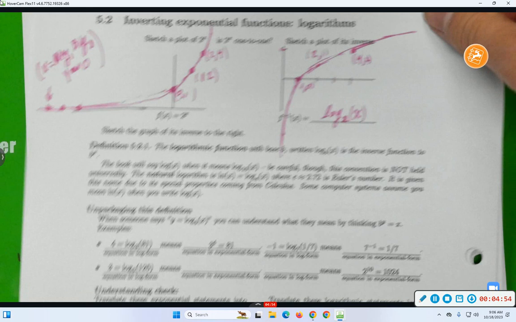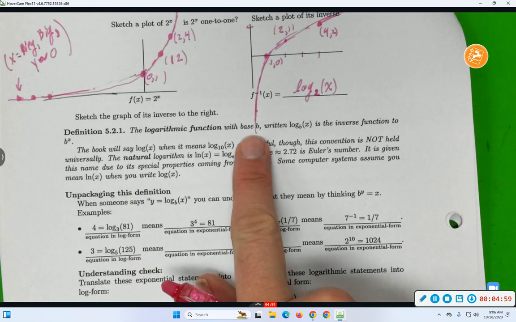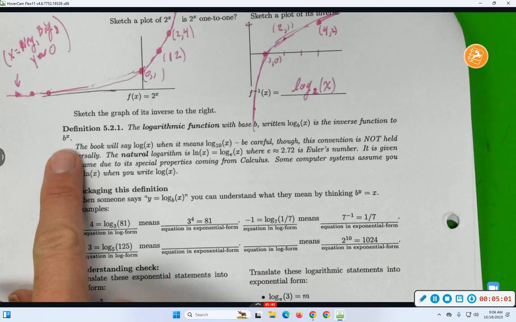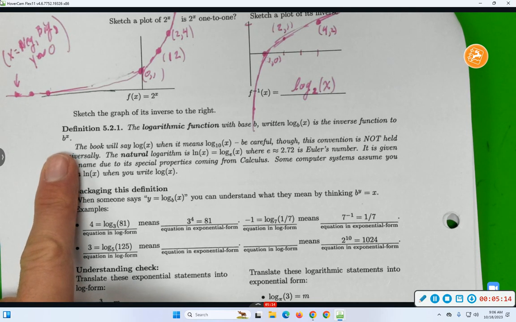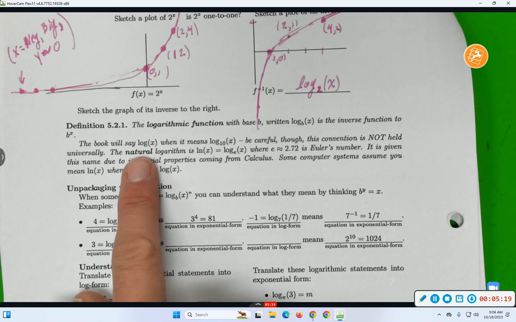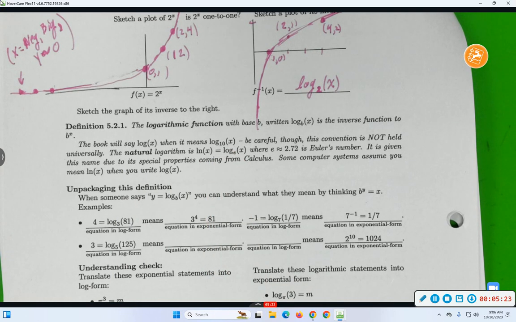So let's talk about conventions a little bit. The logarithmic function with base b, written log base b of x, is just the inverse function to b to the x, for any base. I guess the base had better be positive. You don't talk about -5 to the x at all, because you can't make sense of -5 to the 1/2. -5 to the pi is even harder to understand. So we just won't. The book will say log of x when it means log base 10. And that's not an uncommon convention to use, that log just means log base 10. But that's not a universal convention.